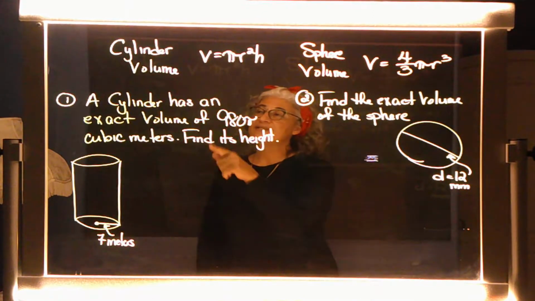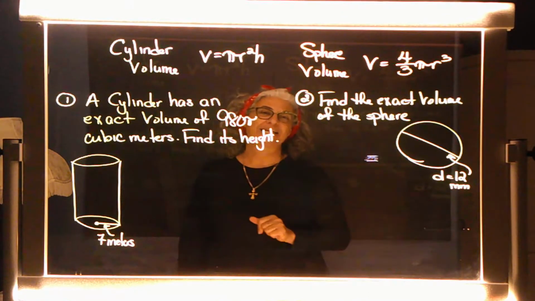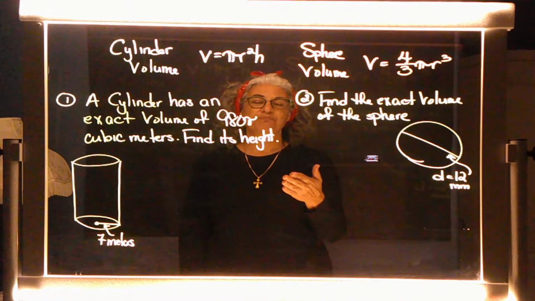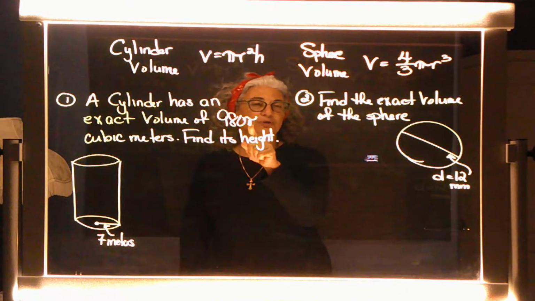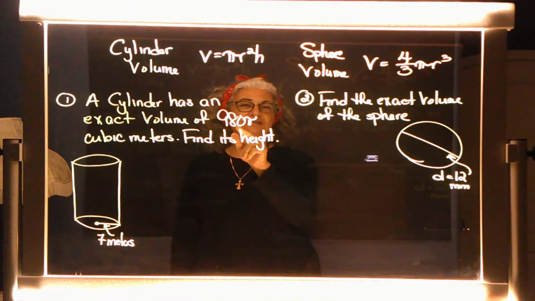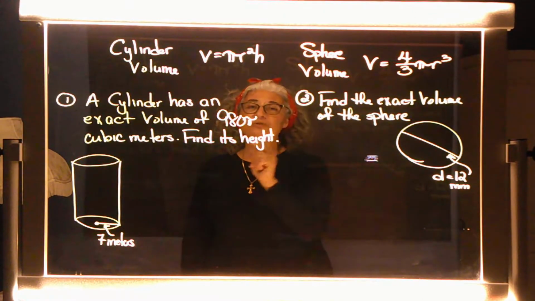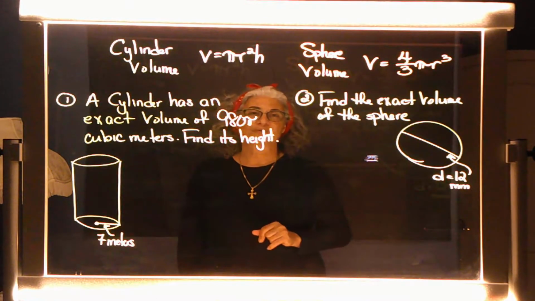It says that we have a cylinder, and the exact volume of the cylinder is 980 pi. Now you're like, what does that mean with the exact volume? That means they didn't use a calculator. They didn't take 980 and multiply it by pi. They left it alone. So the exact volume of this cylinder is 980 pi cubic meters. And they want you to find the height of this. So which formula are you going to use?